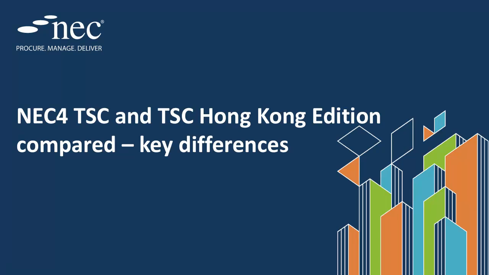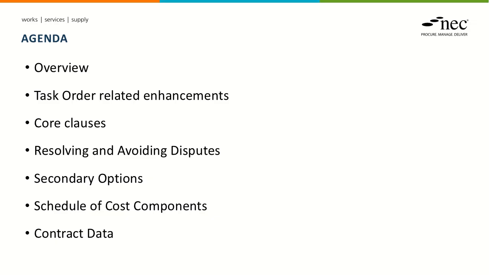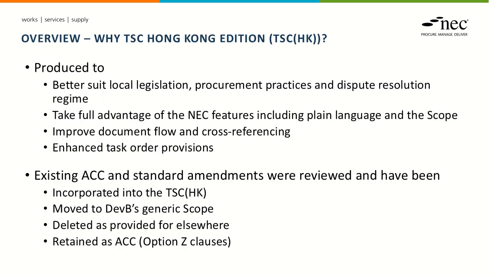Hello, this session looks at comparing the TSC Hong Kong edition to the NEC4 TSC. So we're going to look at the key differences between these two contracts. In looking at the differences, we'll logically work through the contract: the core clauses, the dispute clauses and secondary option clauses. In particular, we're going to focus on one of the enhancements within the TSC Hong Kong edition around the task order provisions.